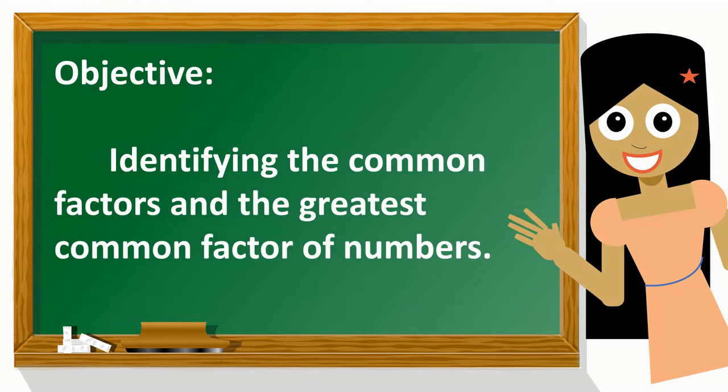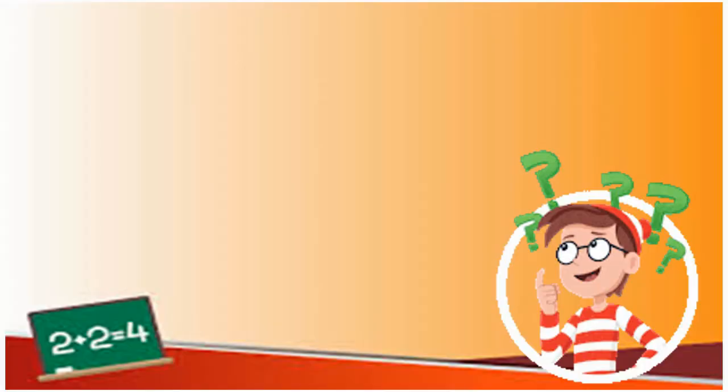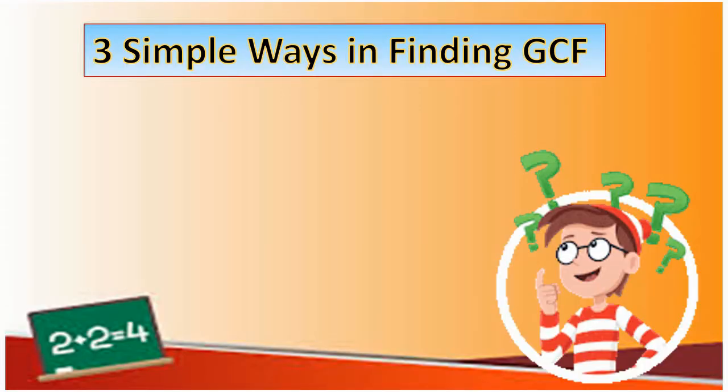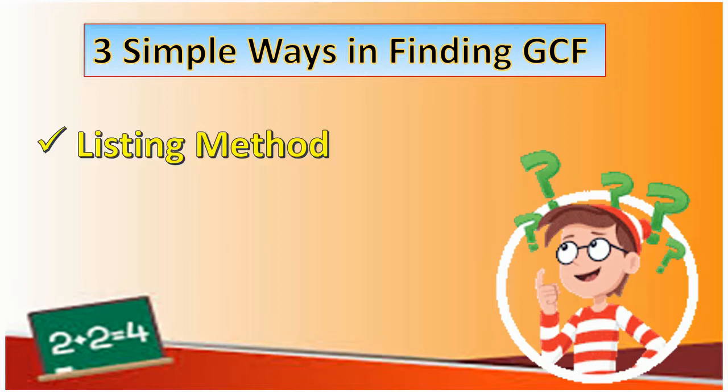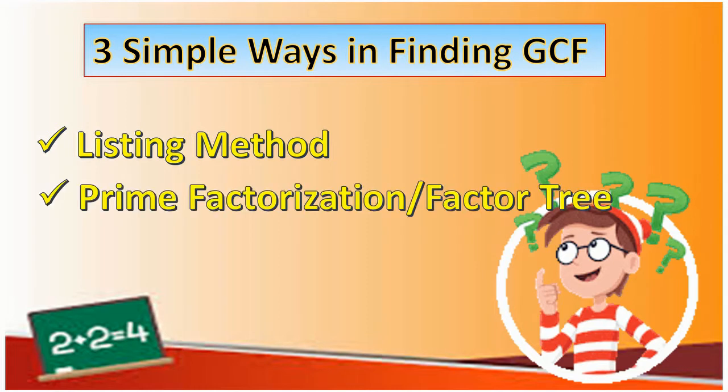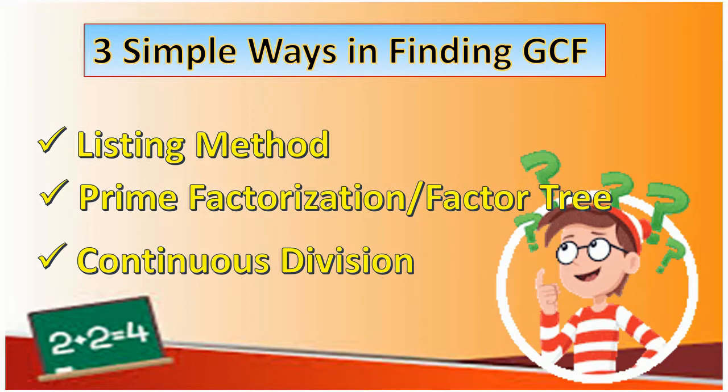Are you ready? Okay. So, we have 3 simple ways in finding GCF. So, what are these ways? Okay. So, the first way, or yung isang paraan ng paghanap ng GCF, ay listing method. And then, we have also prime factorization, or sometimes we call it factor tree. And then, the last one is continuous division. So, yan yung mga simple ways na gawin natin para mapunta tayo sa tamang sagot na makukuha natin yung GCF.